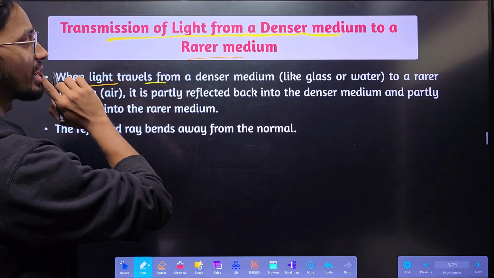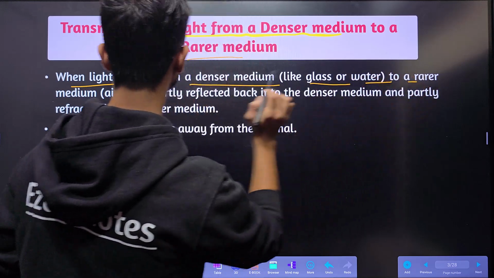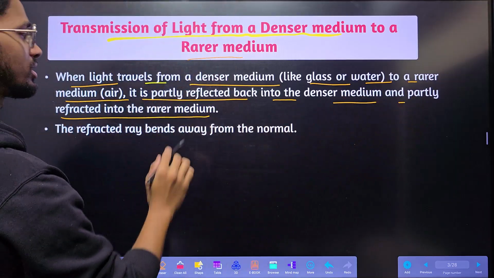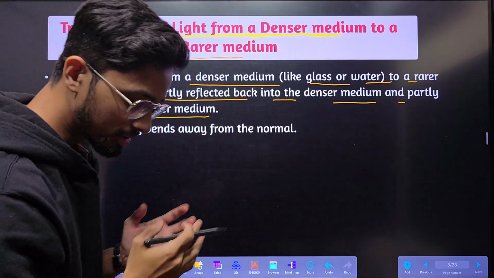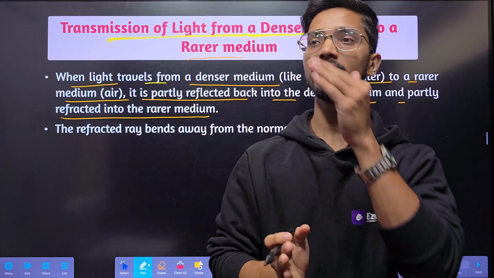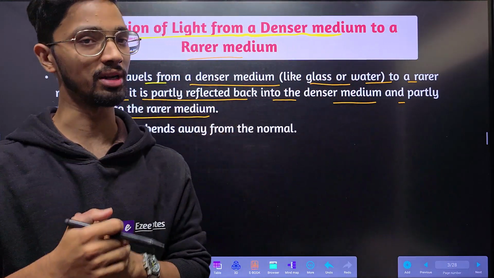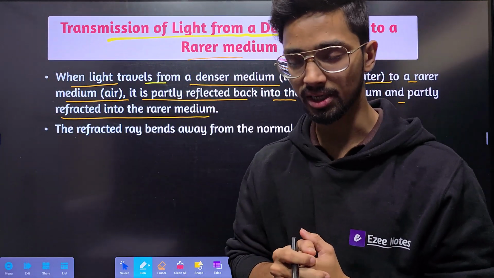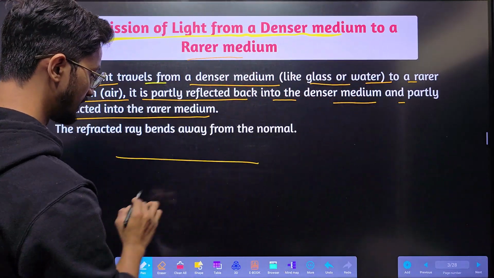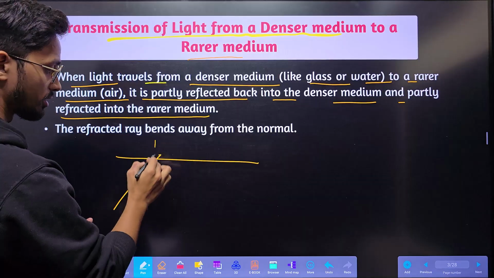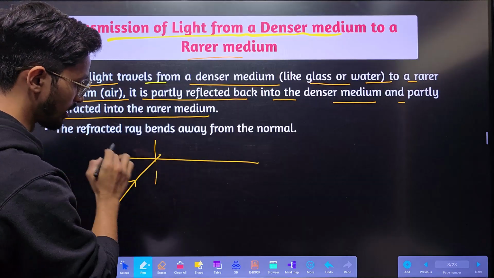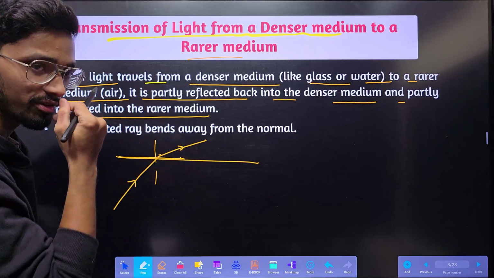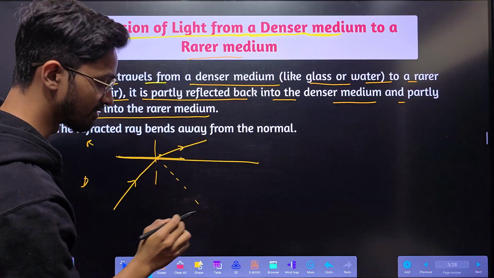When light travels from a denser medium like glass or water to a rarer medium like air, it's partially reflected back into the denser medium and partly refracted into the rarer medium. The complete light won't be refracted, or the complete light won't be reflected. After some time it can be completely reflected, but usually whenever the light is incident on the surface, it will get refracted, right? From denser to rarer, it will get refracted away from the normal, but some portion of the light gets reflected.